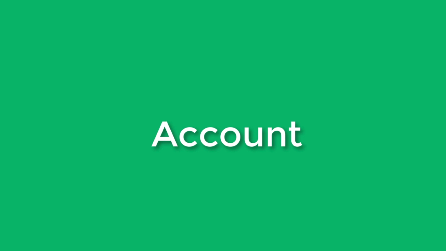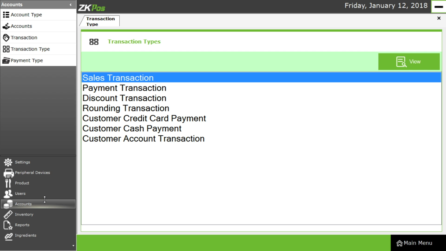Account types. Next, we will look into the account types option. We can find the account types option in settings. Only admin has the privilege to use this option. On clicking accounts under the settings, you will find options like account type, accounts, transaction, transaction type and payment type.